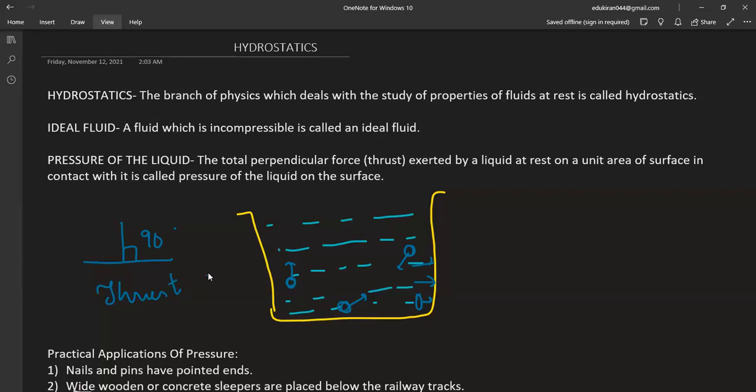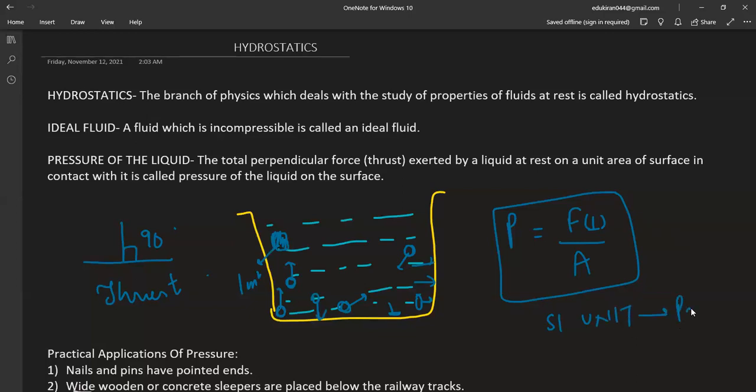This force has a specific name, which is known as thrust. This is not only applicable for fluids, you can use the term thrust for solids also. So here what happens? These molecules which are moving, they are colliding with the walls of the container also. And wherever perpendicular force is applied, 1 meter square area we'll take. 1 meter square is the unit area. So pressure of the liquid column is basically perpendicular force per unit area. SI unit is pascals, denoted by Pa. So what is the pressure of the liquid? Total perpendicular force, or you can say thrust, exerted by a liquid at rest on a unit area of surface in contact with it is called the pressure of the liquid surface.